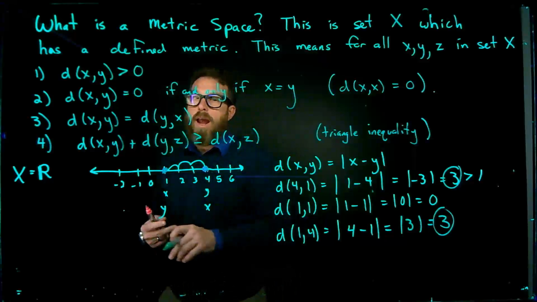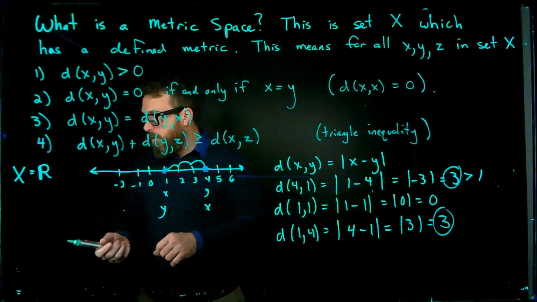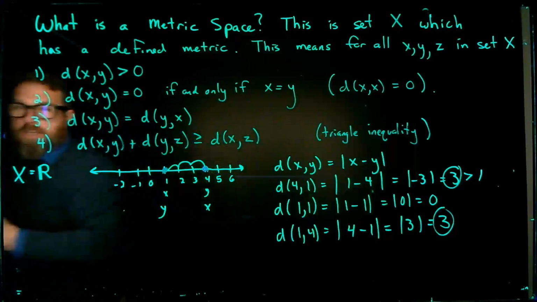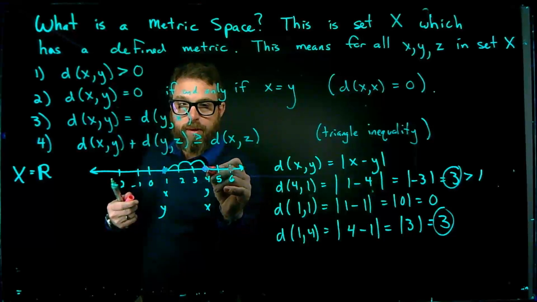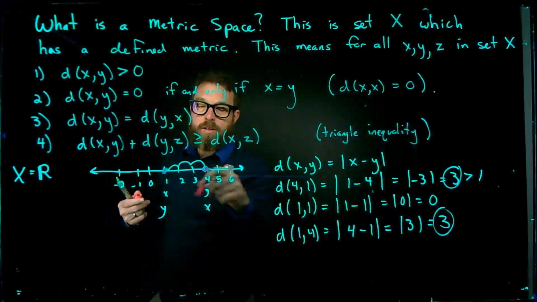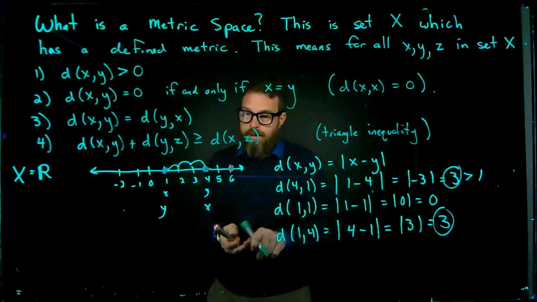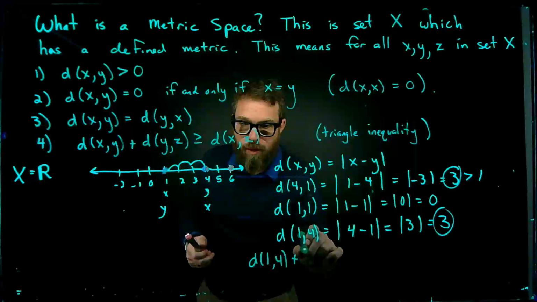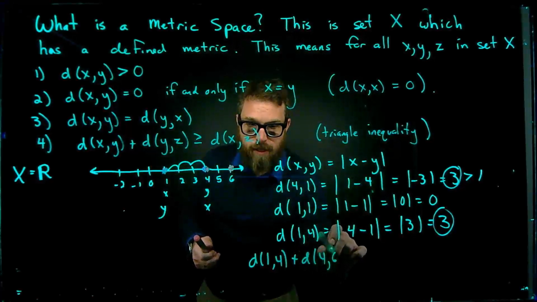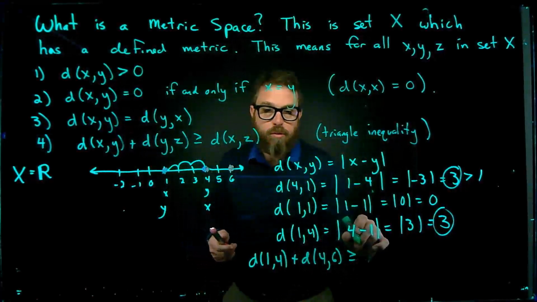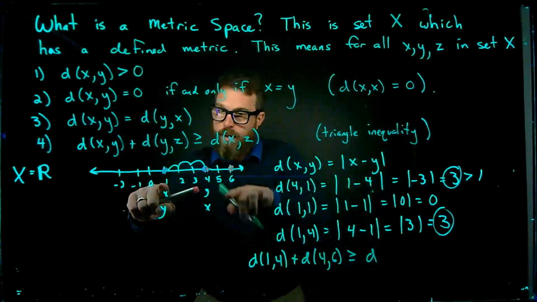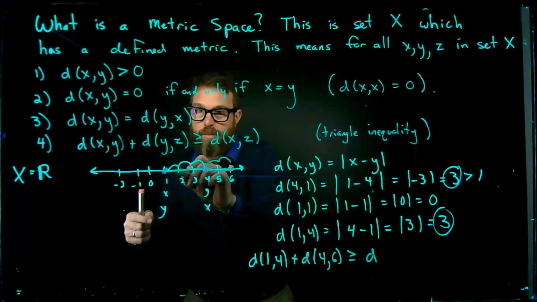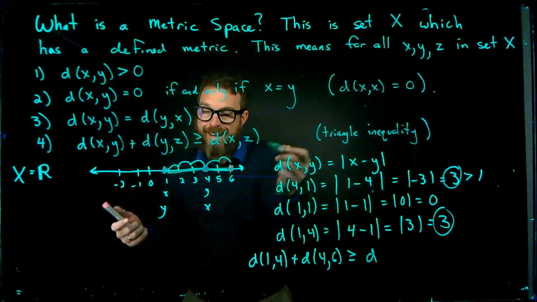And then lastly, I need the triangle inequality, which basically means I need 3 points. I've written that 6 here just because we might as well have another point. So now we have 1, 4, and 6. I have to verify that the distance between 1 and 4 plus the distance between 4 and 6 is always going to be greater than or equal to the distance between 1 and 6. So I'm basically saying the distance here plus the distance here better be greater than or equal to the distance from the beginning to the end.